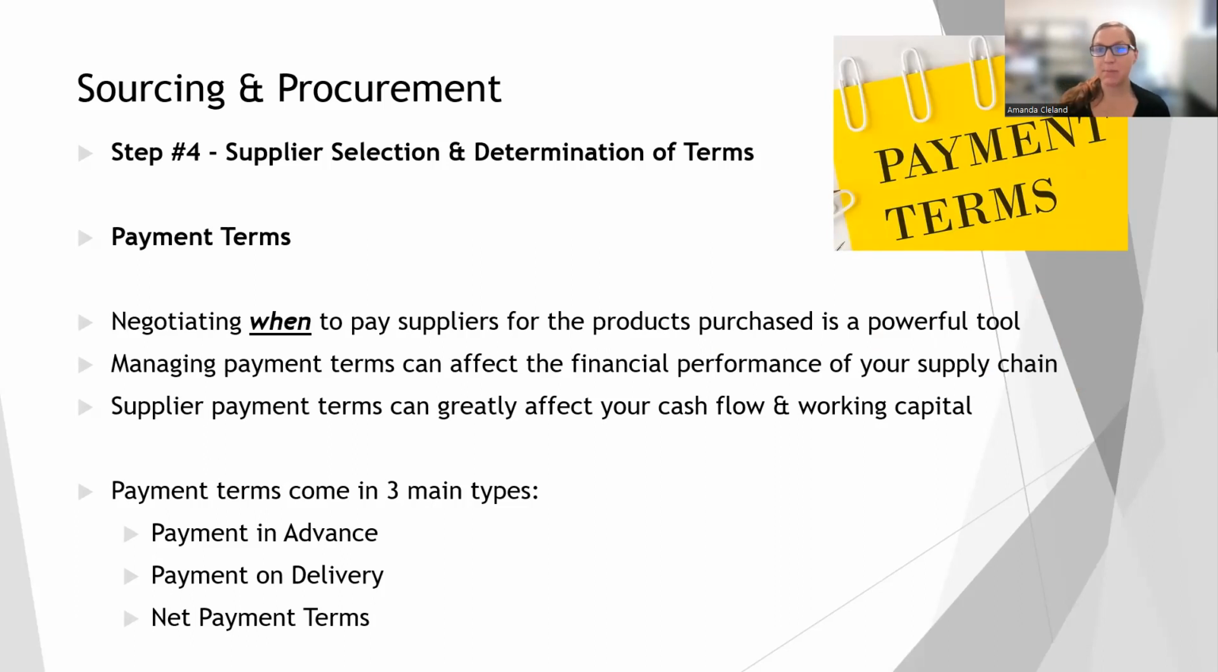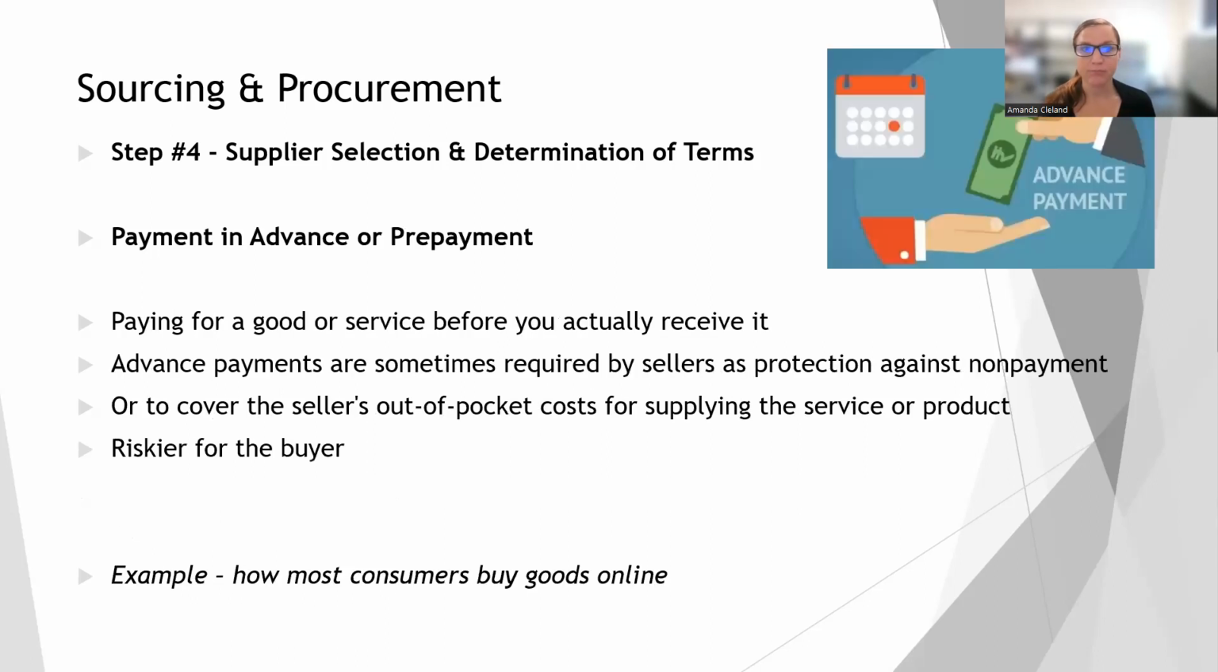So business payment terms typically come in 3 main categories. We've got payment in advance, payment upon delivery, and net payment terms. Let's go through each of these. So payment in advance, or prepayment. This is paying for a good or service before you actually receive it.